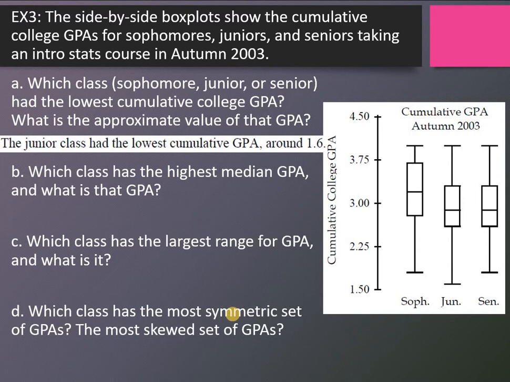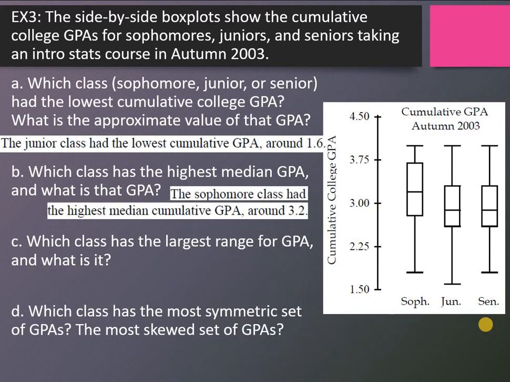So who has the highest median GPA? Sophomores. And what would you kind of guesstimate that to be? 3.25, 3.2, 3.3. As long as you're generally close to that, great. If you said it was 3, I would say no. If you said it was 3.5, I would probably say no. Okay, so you want to make sure that you're fairly close.